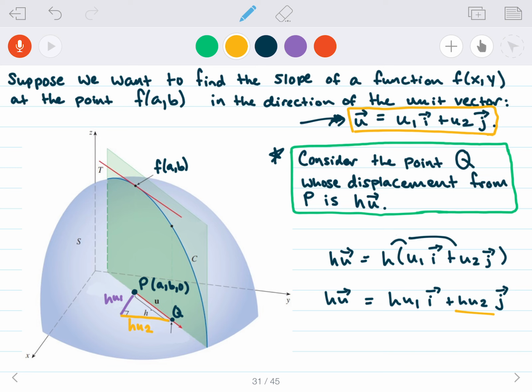So if that's the case, then Q is going to have the following value. The x coordinate for Q is going to be a + h u1, just the x component, because we started at P and we traveled h u1 to get to Q in the x direction. And then it's going to have a y component of b + h u2. And of course, the z component is 0 because we're in the xy plane.